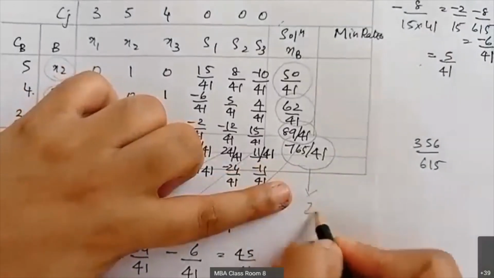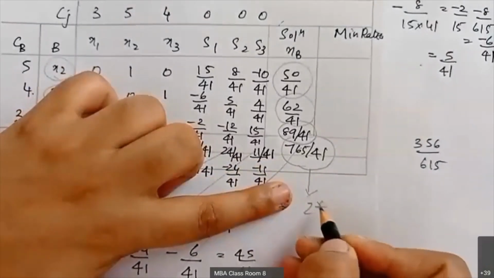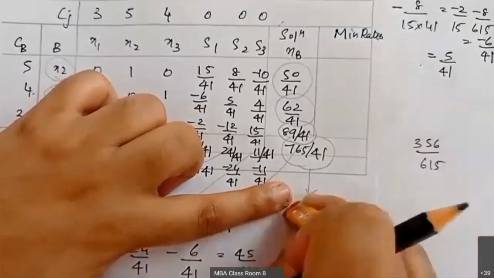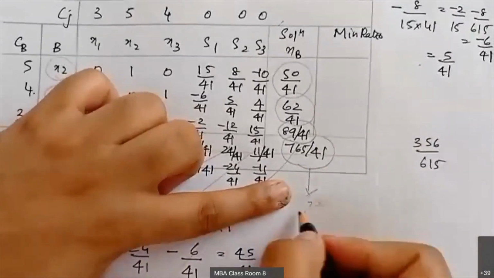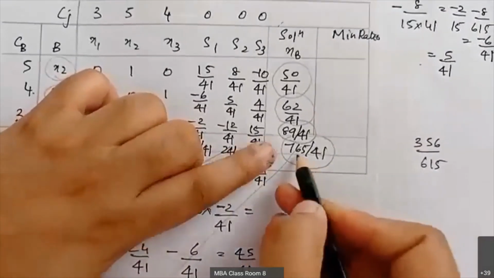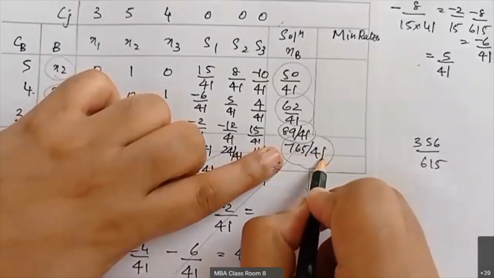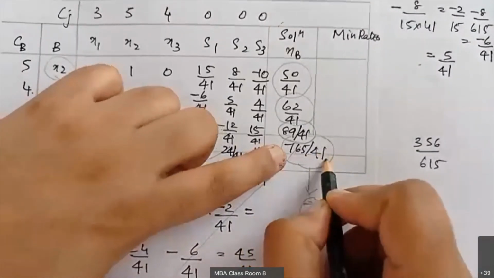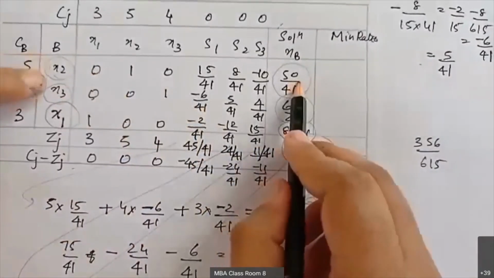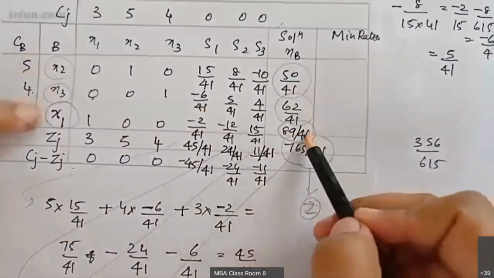This is the value of z, or our z star. In our case, this is z itself. The maximum value of z is obtained at 765 divided by 41. This is going to be the maximum value of z, at x2 this value, x3 this value, and x1 this value.